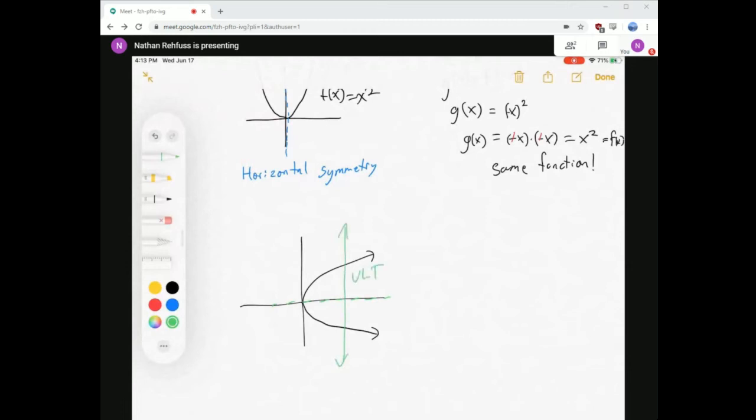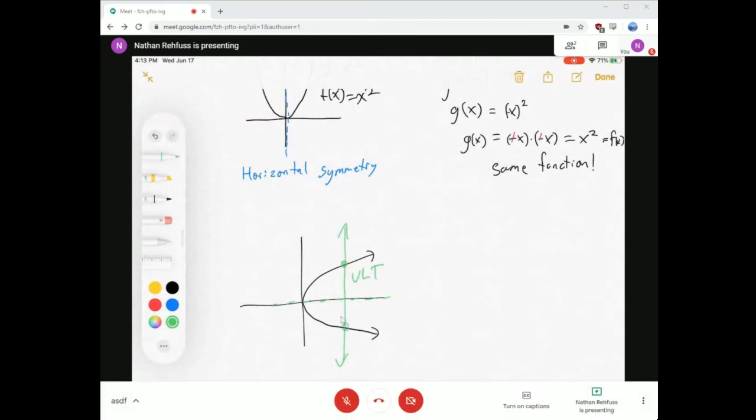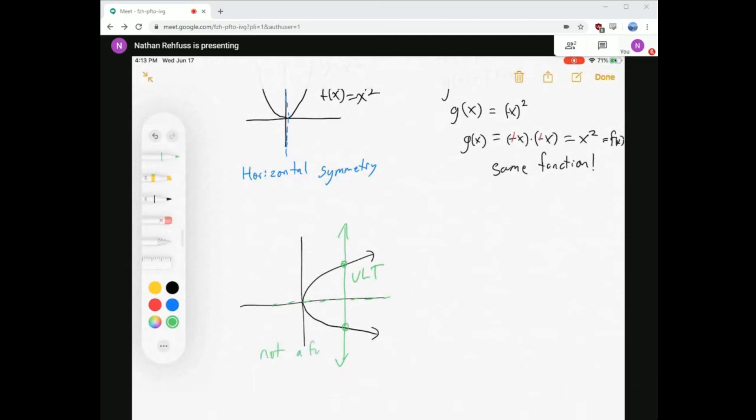Because of the vertical line test. A function has one output for every input, but if you have vertical symmetry, you've got at least two. So this is not a function. So vertical symmetry is bust. Well, what are we left with? What else could we have?